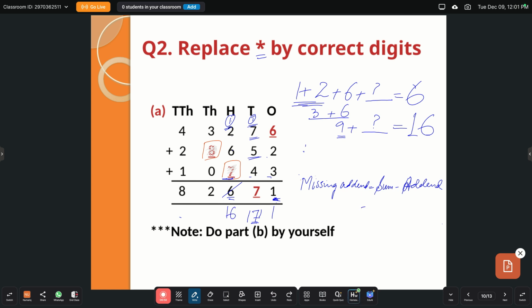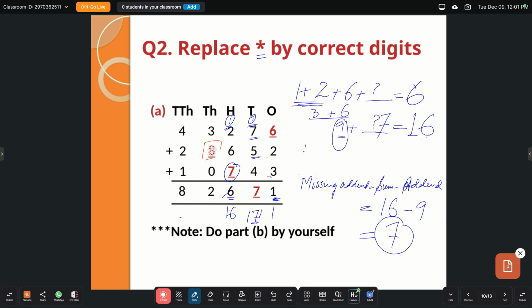Okay, so again, you will use this formula for finding the missing addition. What you will do? You will subtract the given addition from the sum. Here it is 16. And what is 16 minus 9, beta? It is 7. It means that the missing digit here is 7. So, we will write the missing digit in the hundreds column as 7.